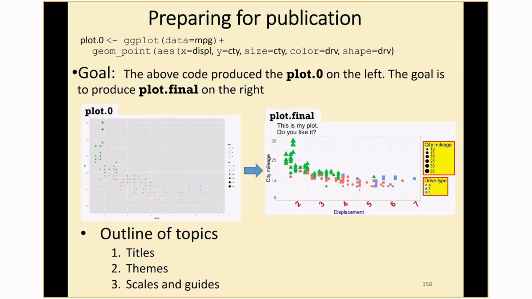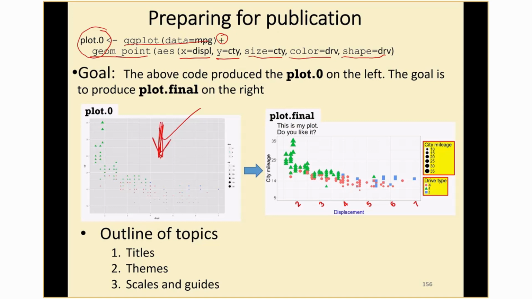So we'll begin with producing this plot called plot 0. And there's plot 0 there, and we're going to have our plotting function. We're going to add to it geom point to make a scatter plot, and we're going to have a whole bunch of aesthetic mapping. We're going to put displacement on the x-axis, city mileage on the y-axis. We're going to map the size of the markers onto city mileage, and then we're going to color the markers by drive and have their shapes vary with a different drive. So that would all produce this plot 0.